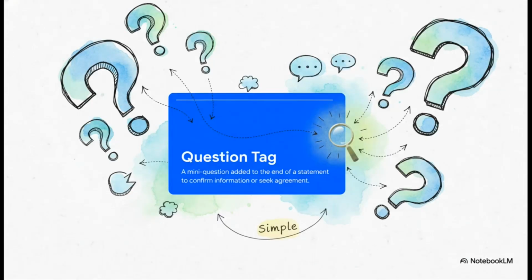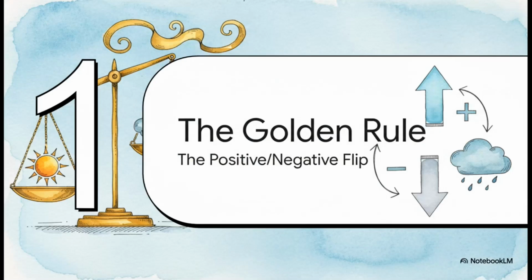So what exactly is a question tag? Well, it's pretty simple. It's just a tiny little question that you tack on to the end of a statement. We use them all the time, usually to confirm something we think is true, or to kind of nudge the other person to agree with us. Easy enough, right? Okay, now if you only remember one single thing from our whole chat today, make it this.